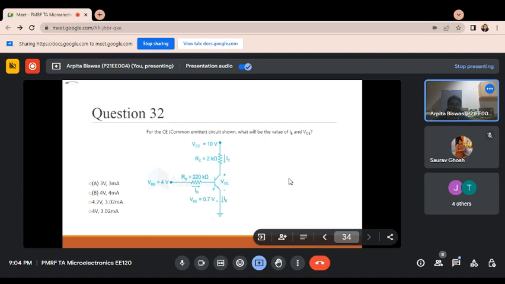Because if the beta value is given, then it is a little bit easier. So if this type of numericals is given where the beta value is not given, here you will get the equation, then you have to find out the answer from the options.